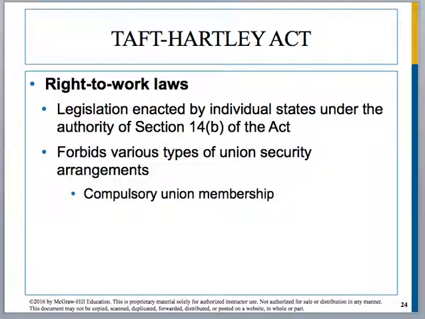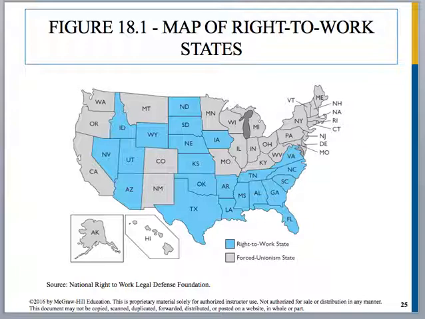It helped to establish right to work laws that were enacted within individual states under Section 14B of the Act, which also forbids various types of union security arrangements like compulsory union membership. In Figure 18.1, this was a map of the right to work states. And then you can see the forced unionism states in gray. And you see Georgia is a right to work state. And California, where I'm from, is a forced unionism state. And this was provided by the National Right to Work Legal Defense Foundation.